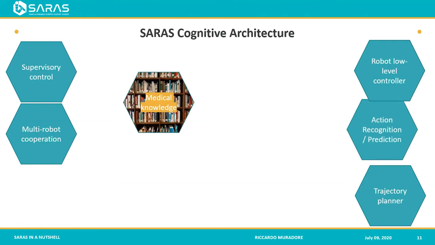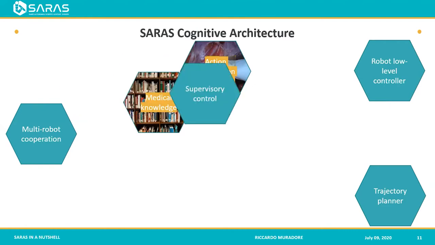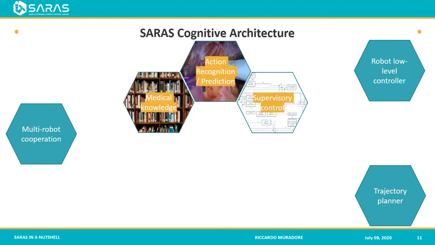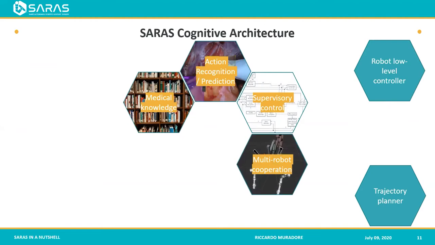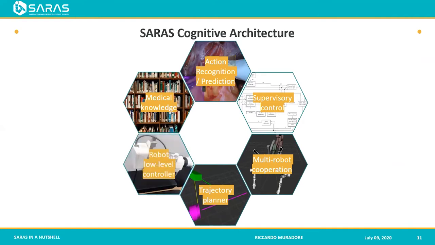So to design this very complex control architecture, we have to, as I said, understand in an engineering way the medical knowledge. Then we have to develop all the action and phase recognition and prediction subsystem. Then we have to design the supervisory controller that exploits this information and makes a decision. Then we have the multi-robot cooperation system that allows the two robots that SARAS is controlling to cooperate to execute in the proper way the task. Then we have the planner that actually decides how and where and when to move the robotic arm. And then we send the desired trajectory to the low-level controller of the robot.